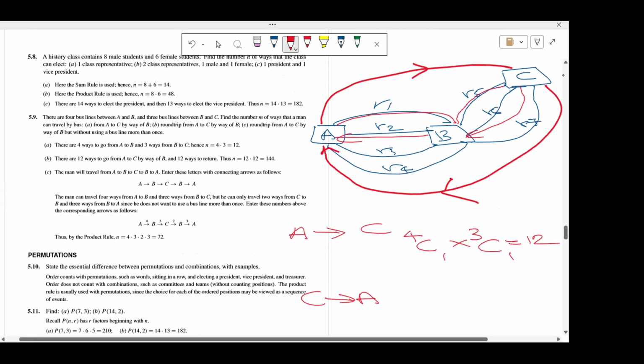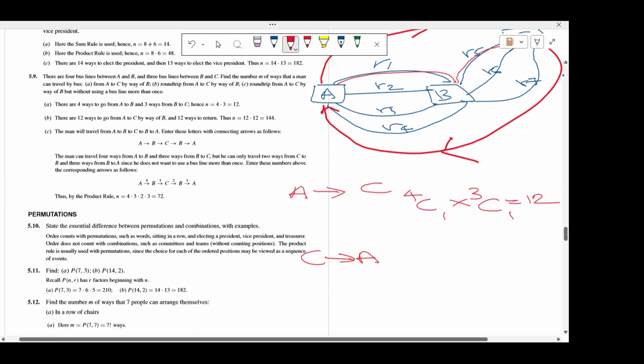From the journey of C to A, if you look at that return journey, one road we already utilized. Previously, from B to C, we have three lines. Just think that we are using R5. Now, for the return journey, we cannot use R5. So we have only two roads remaining.